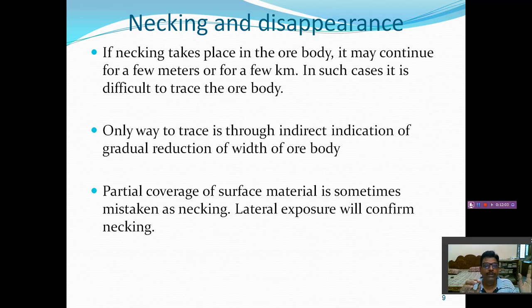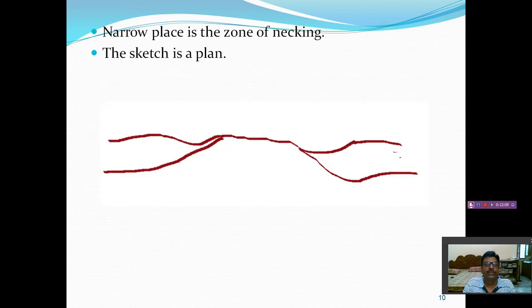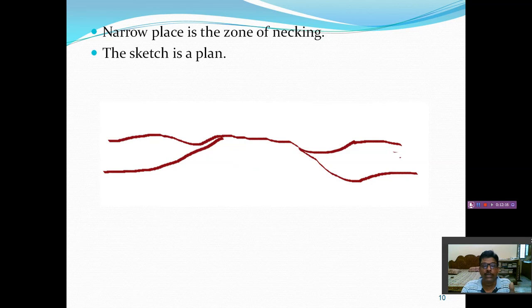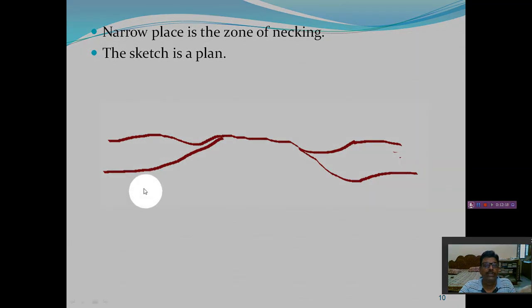Now, partial coverage of material also is sometimes mistaken as necking. This is the necking. I will tell you, this is the plan you are seeing, not a section. Please remember, be very careful. This is on a drawing. On the surface you are seeing this. On the surface you can walk all here, you can walk on this place, and you keep the computer flat like this and see that. Then walking here is possible. You can walk here, you can walk on this.